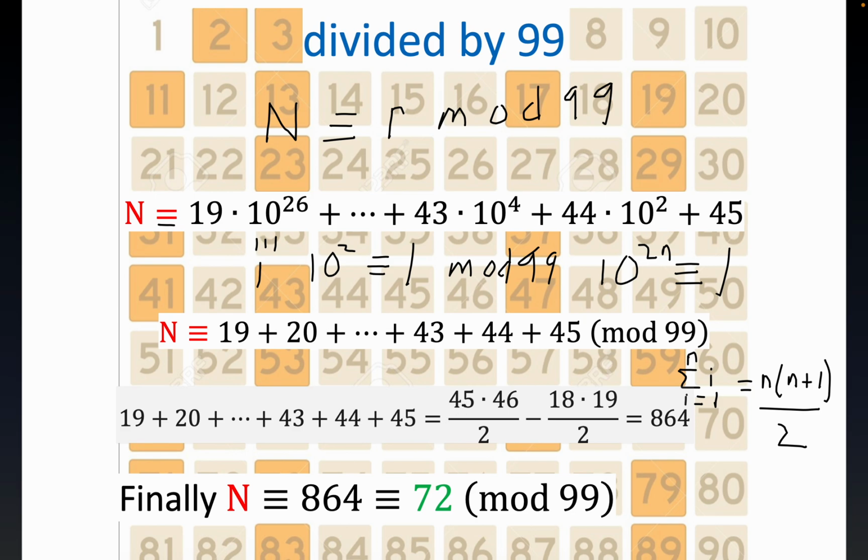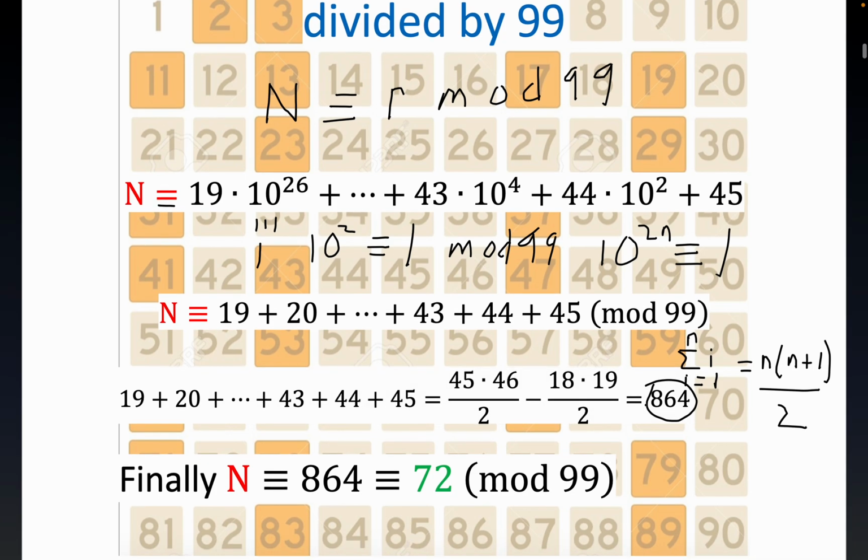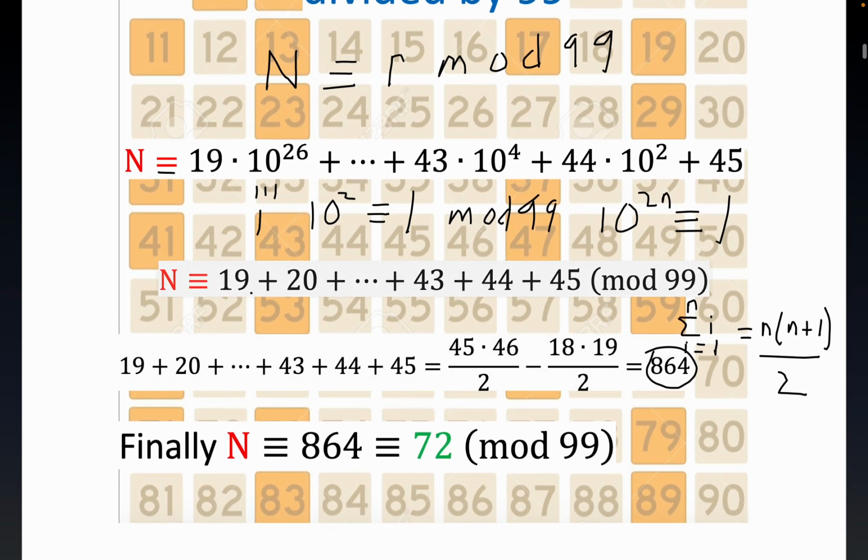You see, this would be the sum of the first 45 integers. But that's not what we have. We have the sum of 19 through 45. So you have to subtract off from it the sum of the first 18 integers. Notice 18 would appear just before 19. And so when you do the arithmetic, you get 864. This entire summation gets replaced with 864 because it's physically equal to 864.